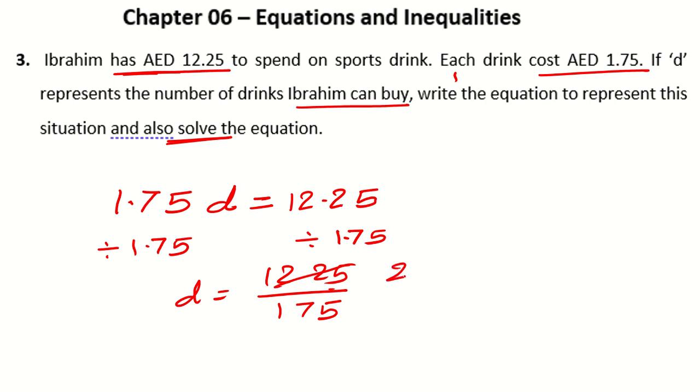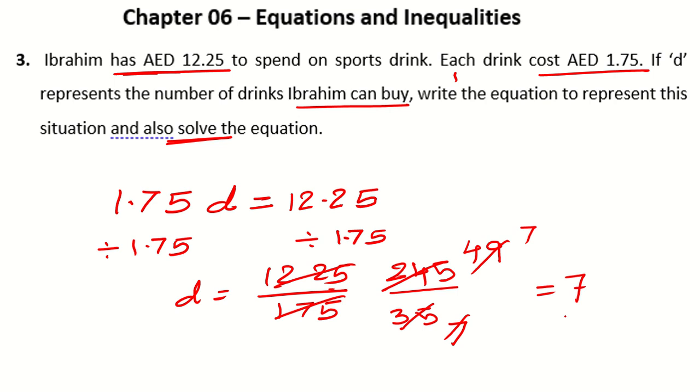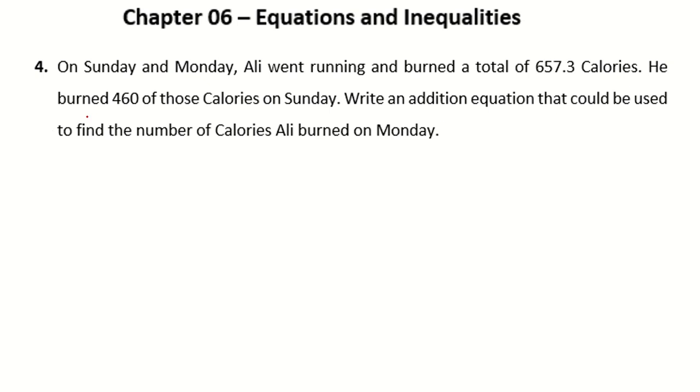5 times 2 is 10, 5 times 4 is 20, 5 times 5 is 25. Here 5 times 3 is 15, and then 5 times 5 is 25. Now we got 245 over 35, again divided by 5. So 5 times 7 is 35, 5 times 4 is 20, 4 remainder, 45, 5 times 9 is 45. Now 49 divided by 7 is an easy calculation, so it is 7. So how many drinks can Ibrahim buy? 7 drinks.